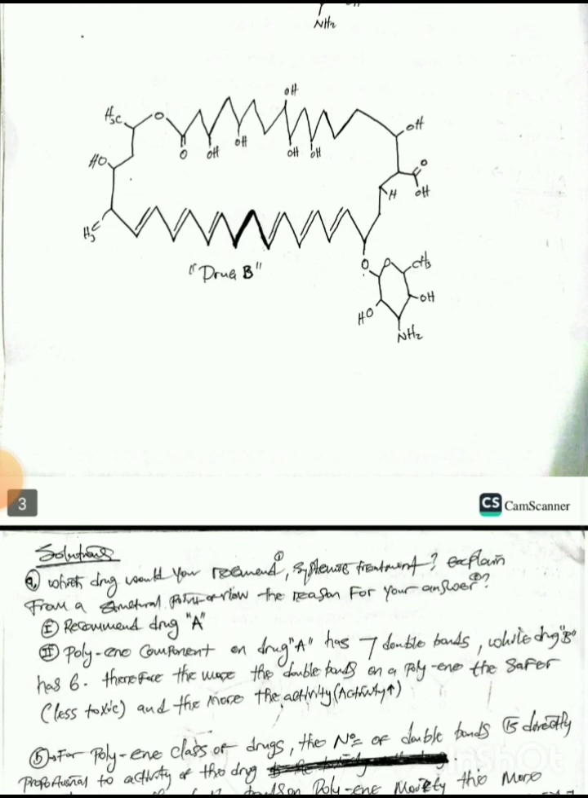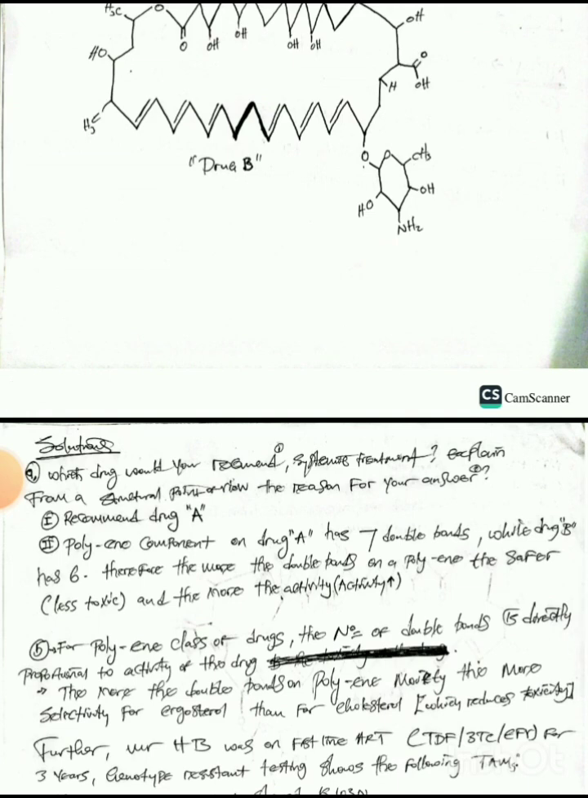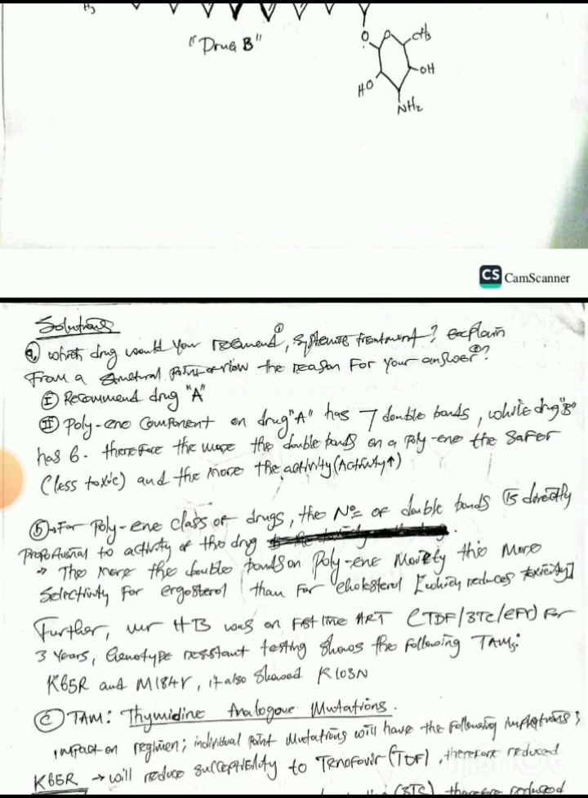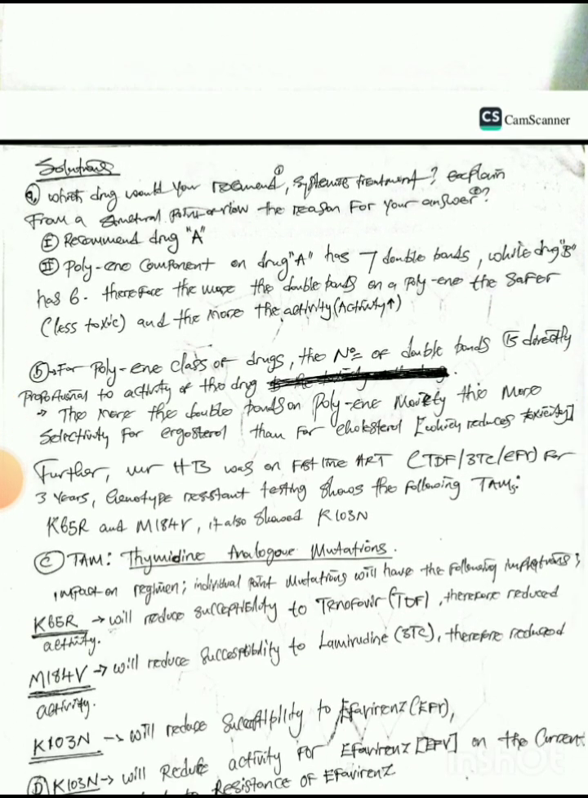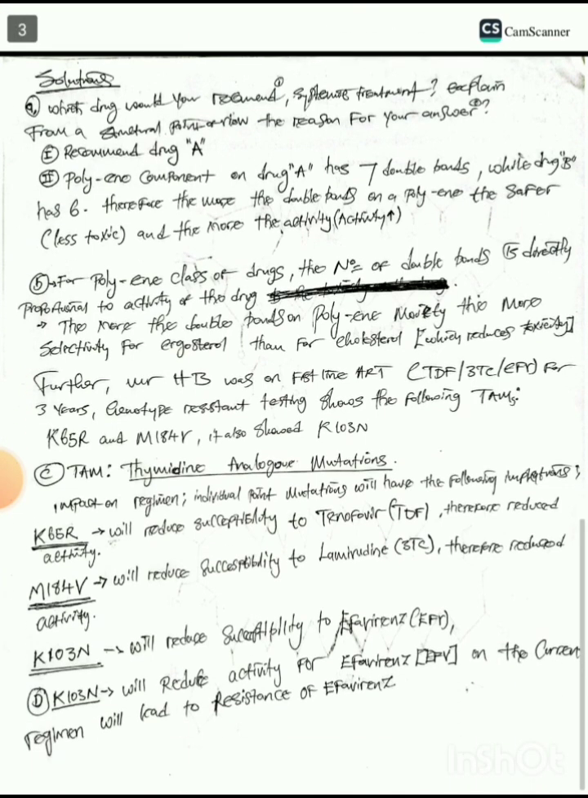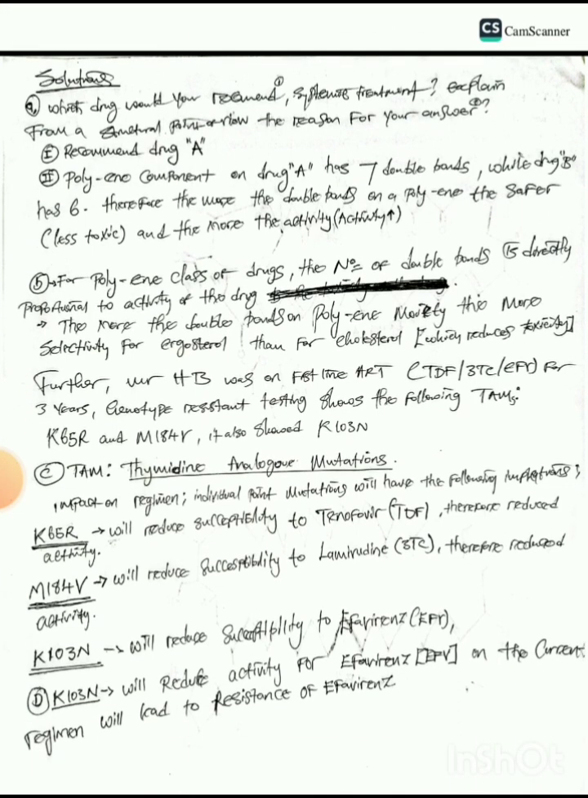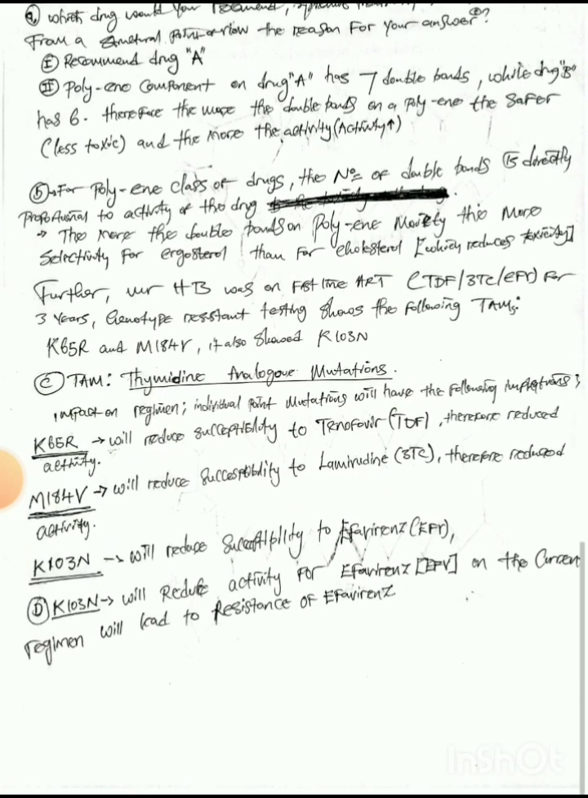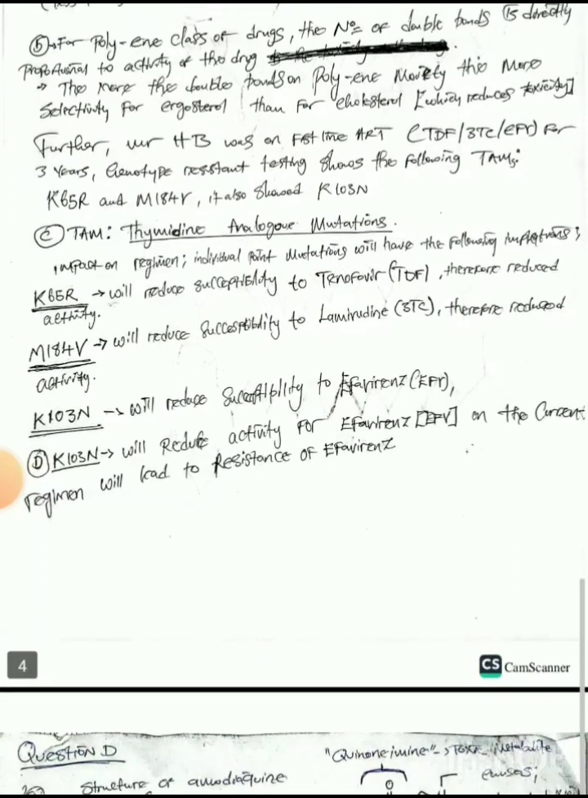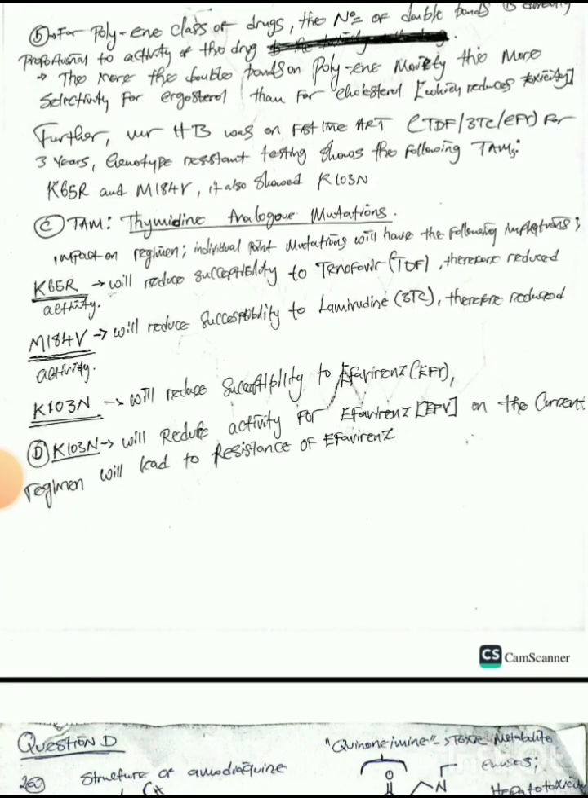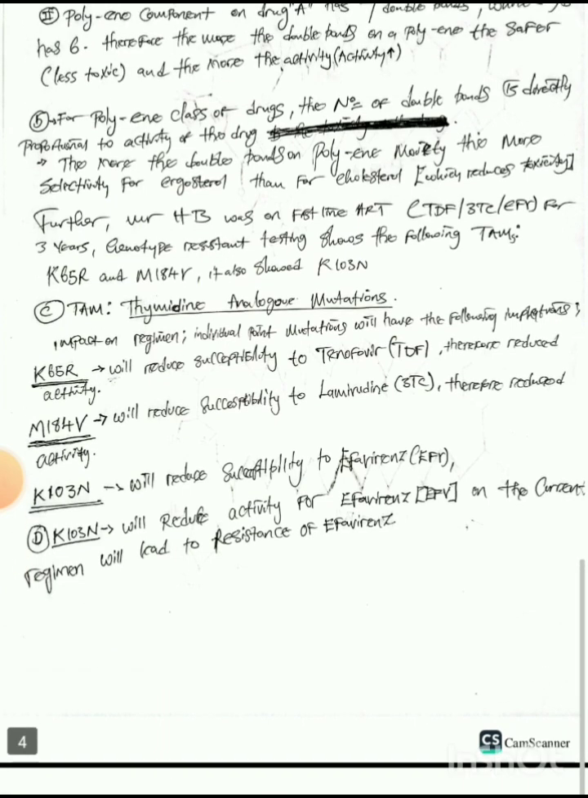Then, the polyene component on drug A, as we've explained, has 7 double bonds, while drug B has 6. Therefore, the more double bonds on the polyene component, the safer the drug and the more activity the drug has. That should be a good enough reason to support our judgment. Okay, let's look at B. Using a structure-activity relationship, we are required to justify our decision in A.